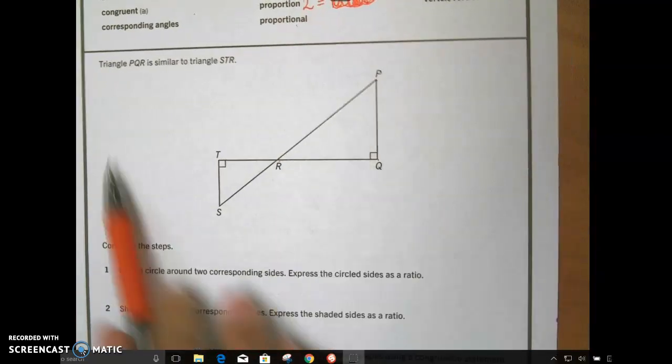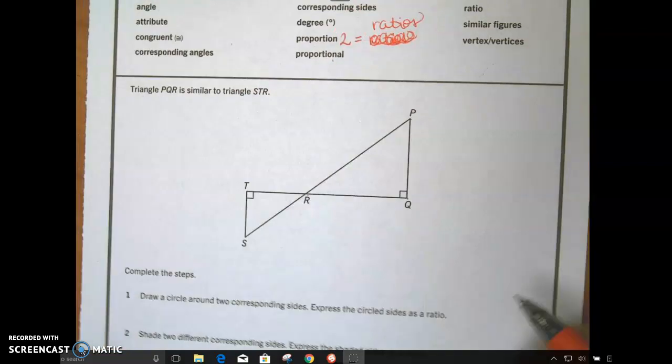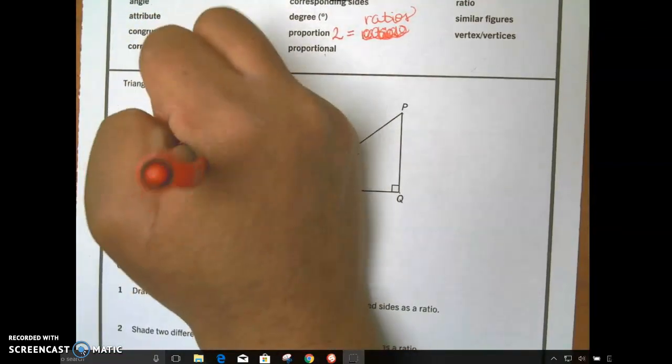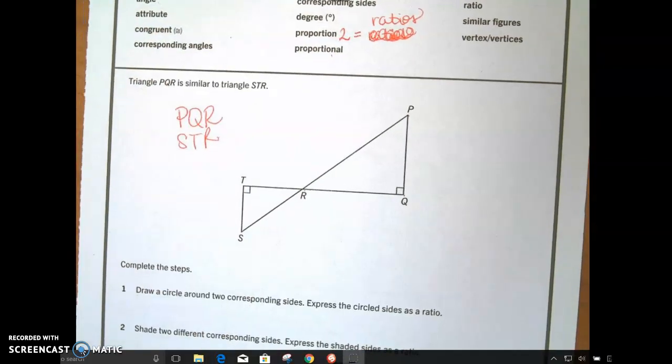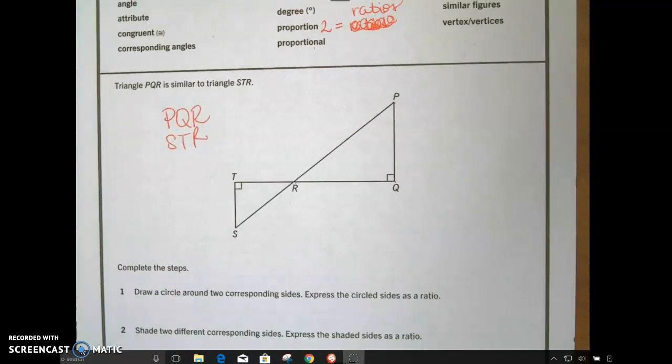So, really quickly, it says triangle PQR is similar to triangle STR. I like to write the letters on top of each other like that, so I know who matches whom.